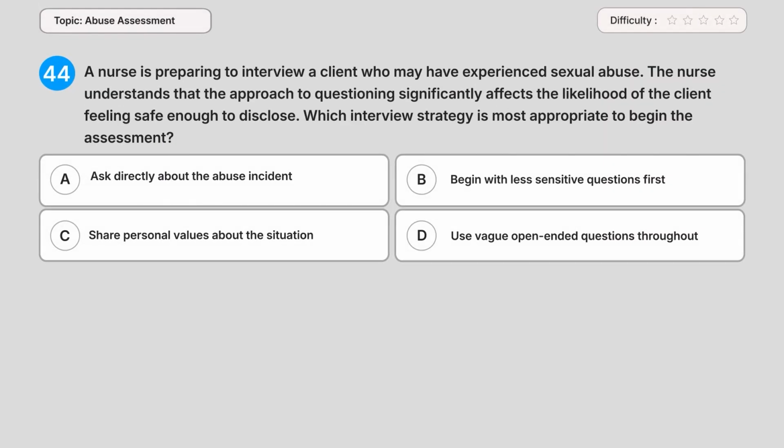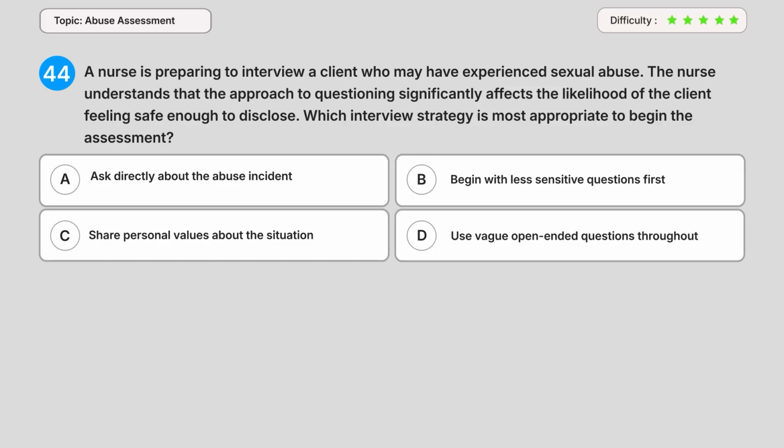44. A nurse is preparing to interview a client who may have experienced sexual abuse. The nurse understands that the approach to questioning significantly affects the likelihood of the client feeling safe enough to disclose. Which interview strategy is most appropriate to begin the assessment?